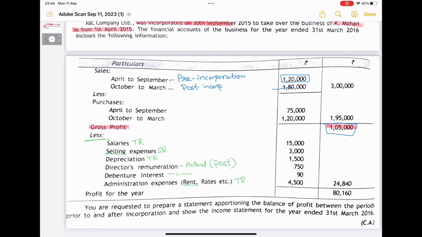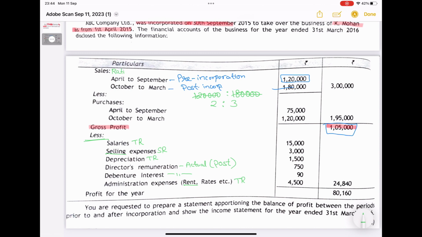For sales, they have clearly given April to September as pre-incorporation and October to March as post-incorporation. So we are going to reduce the values into a ratio. 1,20,000 is to 1,80,000 for pre and post incorporation. The zeros will get cancelled, so it becomes 6 to 2s and 6 to 3s. We have to use the same table for reducing the value of the ratio.